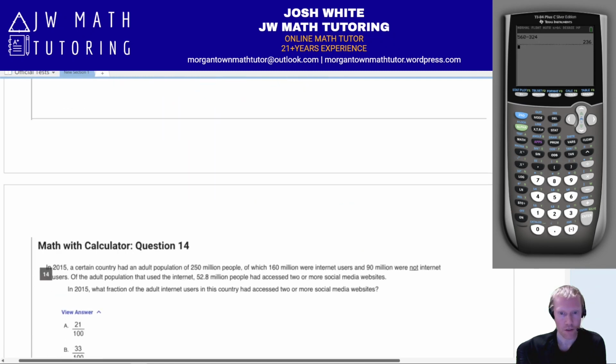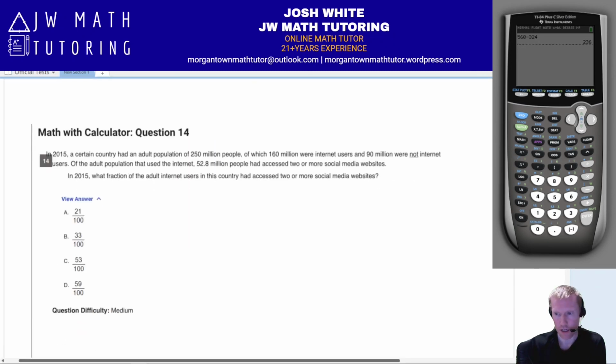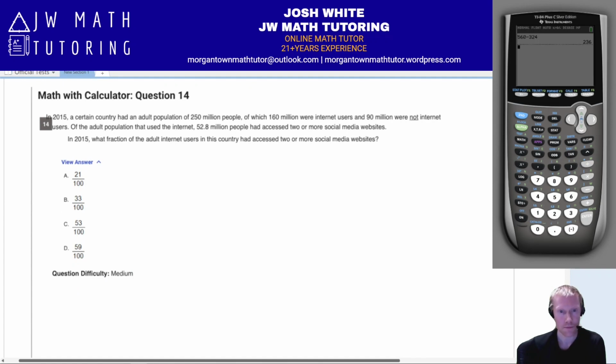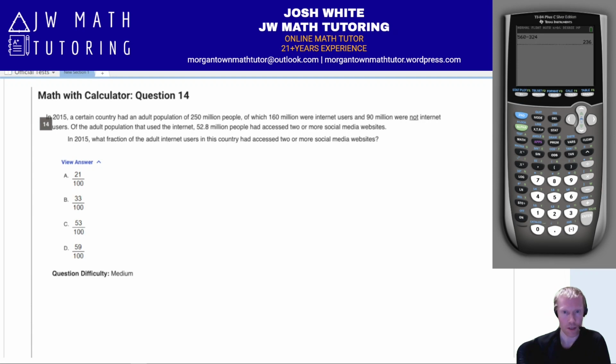Now, for the next question, 14, again, you have the same given information. Now I want to know what fraction had access to two or more social media websites, and we're doing adult internet users only. So that means our denominator for the total number of outcomes is 160 million. And for the number of favorable outcomes, that's the number of people that access two or more social media websites, so that's just the 52.8.